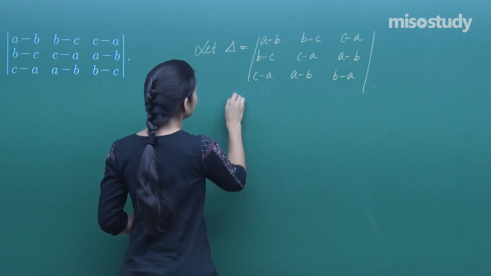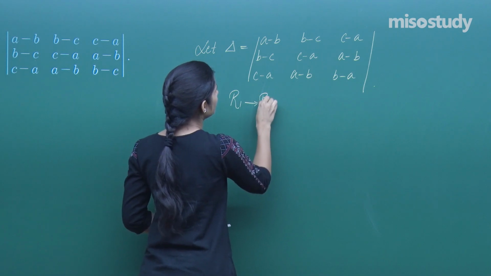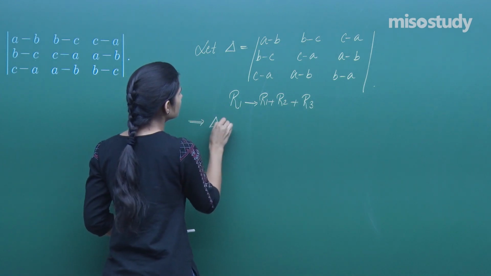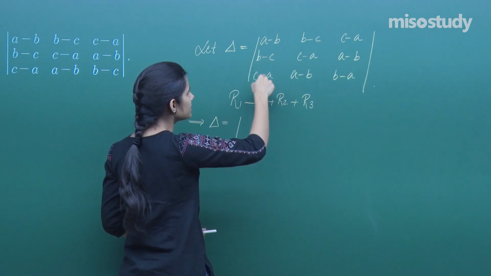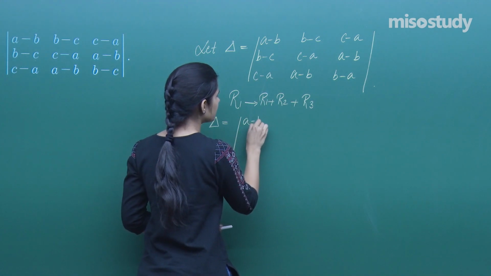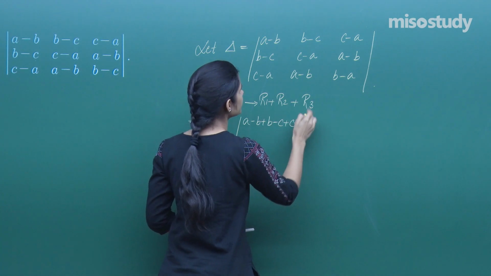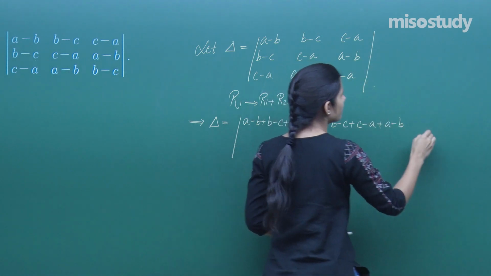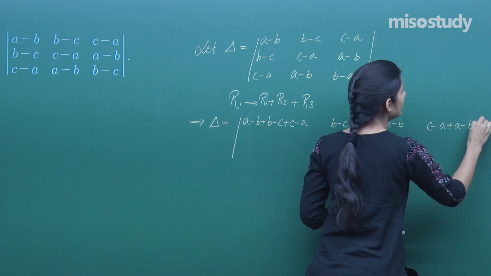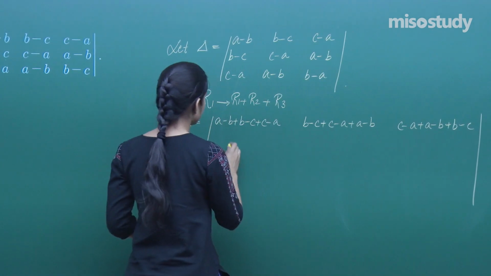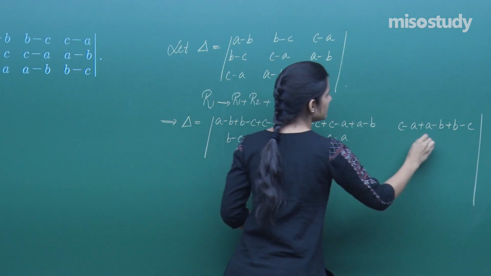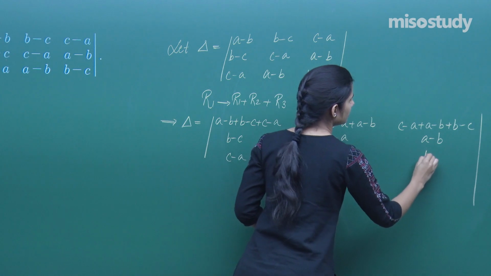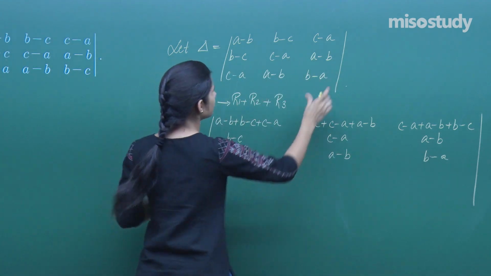In this situation, if I carry out the operation, row 1 goes to row 1 plus row 2 plus row 3, then the value of this determinant is not going to change. A minus B plus B minus C plus C minus A. This also, B minus C plus C minus A plus A minus B. And this one will be C minus A plus A minus B plus B minus C. Rest everything same.